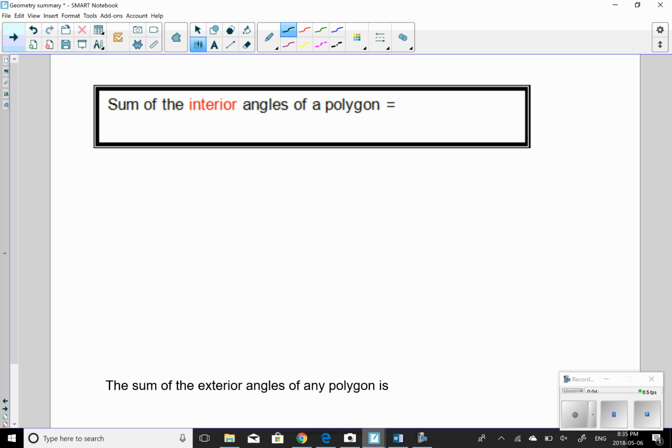Okay, two more rules. So the sum of interior angles of a polygon. Polygons are shapes. The interior angles of a polygon follow a formula. That's n minus 2, times 180. N is basically the number of sides your shape has.